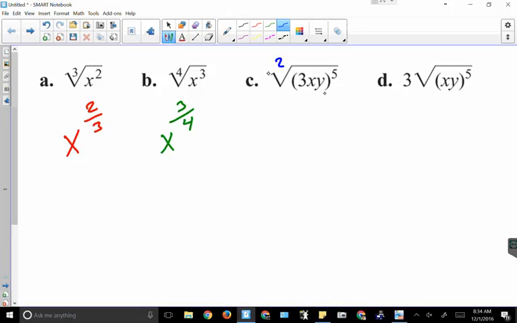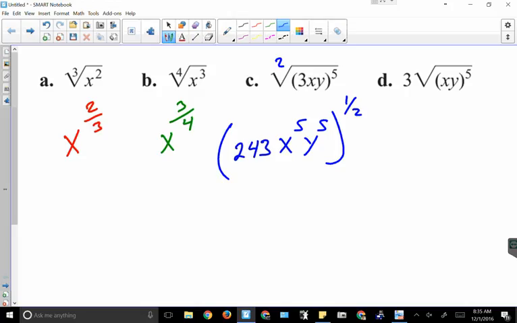Now for this one, this is going to be all of those to the 5th power. Well, what's 3 to the 5th? Well, that's 3 times 3, which is 9, times 3, which is 27, times 3, which is 81, times 3 again, which is 243. So this would turn out to be 243, x to the 5th, y to the 5th, all to the 1/2 power.